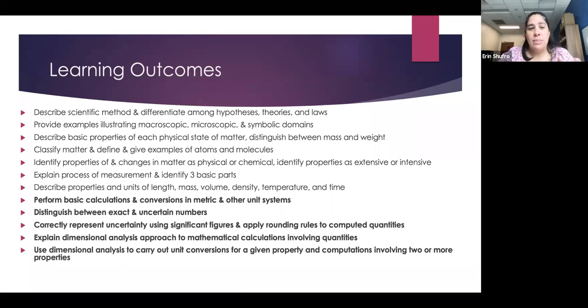Okay, so again, the first seven learning outcomes that are listed here for this chapter are all things that you should be getting from reading your textbook, learning the material. We're going to focus on these bottom five, but that doesn't mean you can't get help if you don't understand these concepts. Okay? So let's go ahead and get started on the actual material in chapter one, now that we know what we're going to learn.